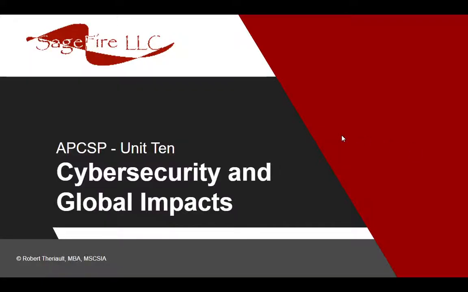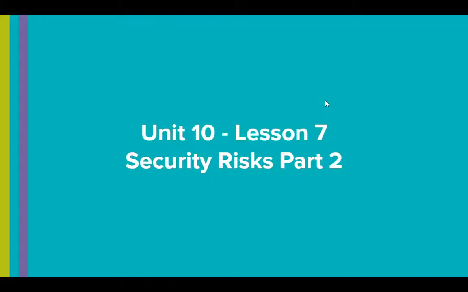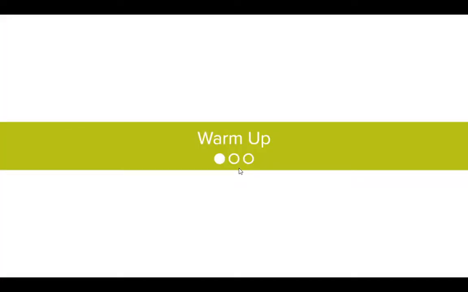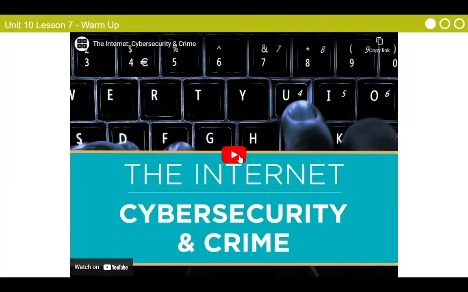This is Unit 10, Cybersecurity and Global Impacts. We're on Lesson 7, Security Risk Part 2. For this lesson, we are going to watch a movie together, and then you're going to do a little bit of research on your own, and then answer our questions, right? So, the journal entry questions. Here is the video, and then we'll go on to the next steps.